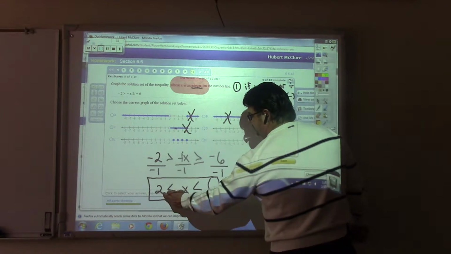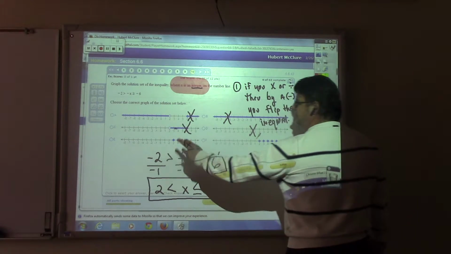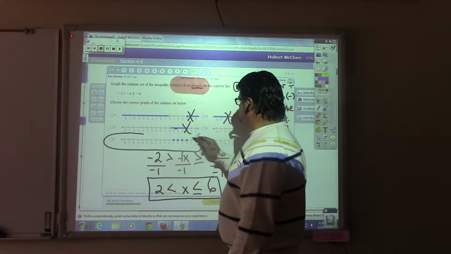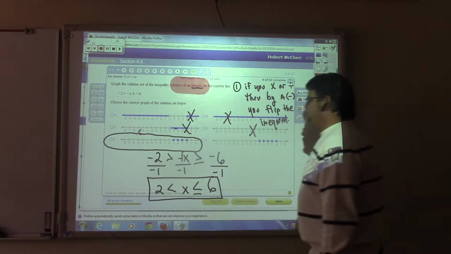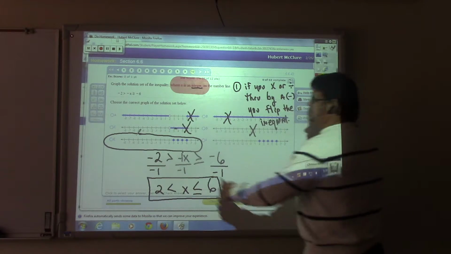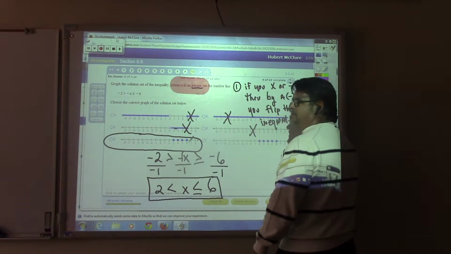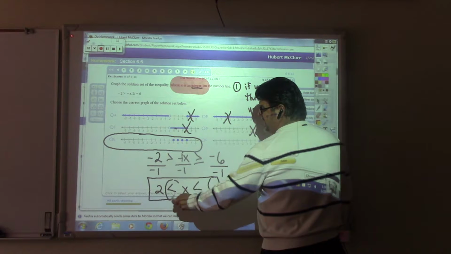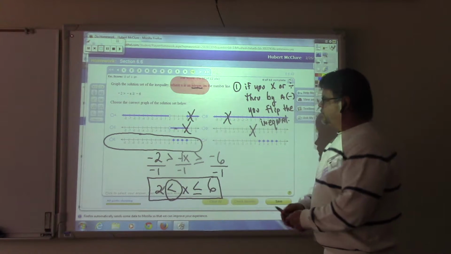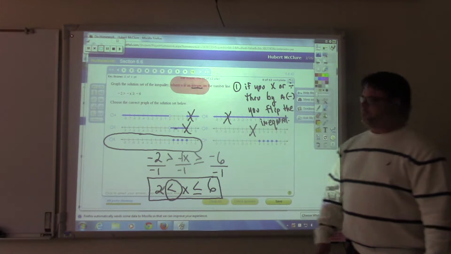What numbers are between 2 and 6? So your answer is right here. And a lot of people say, Hubert, that says 3 and 6. Why does it say 3 and 6? Because this guy can't include what? You can't include 2, and that's why 2 is not marked. And that one's wrong.